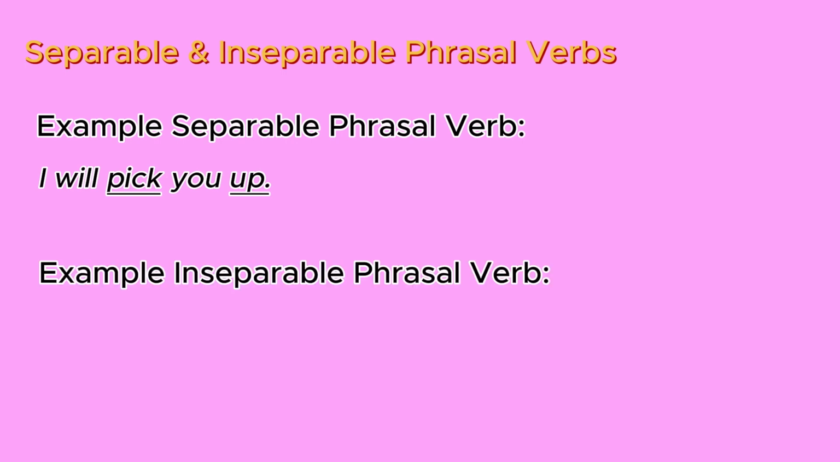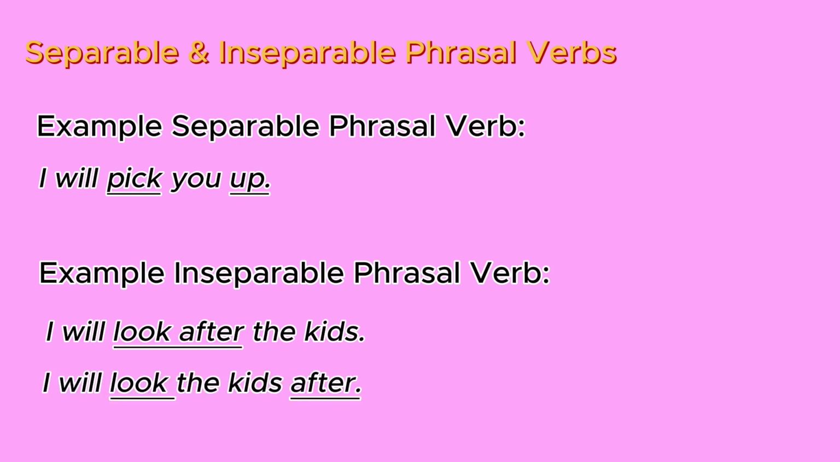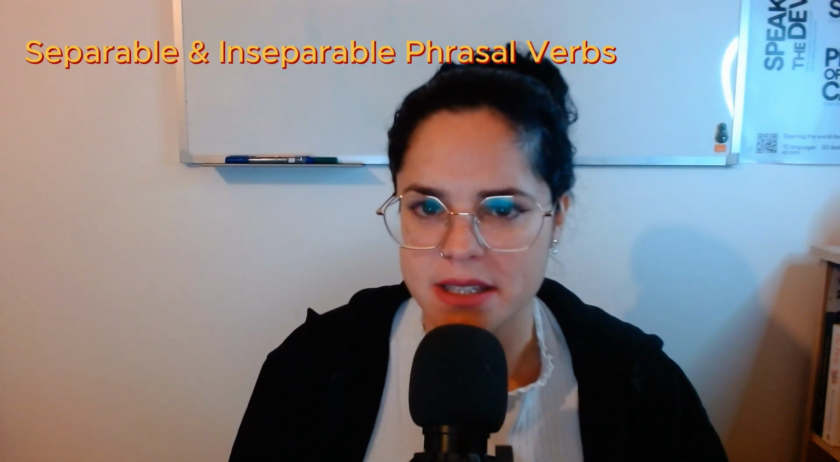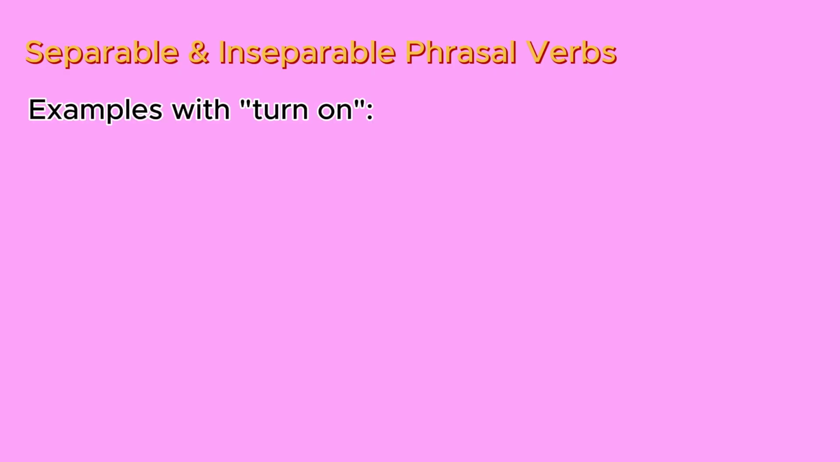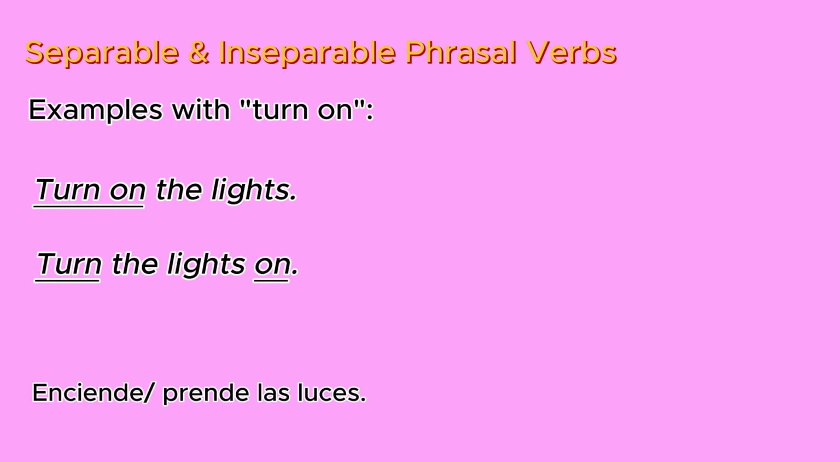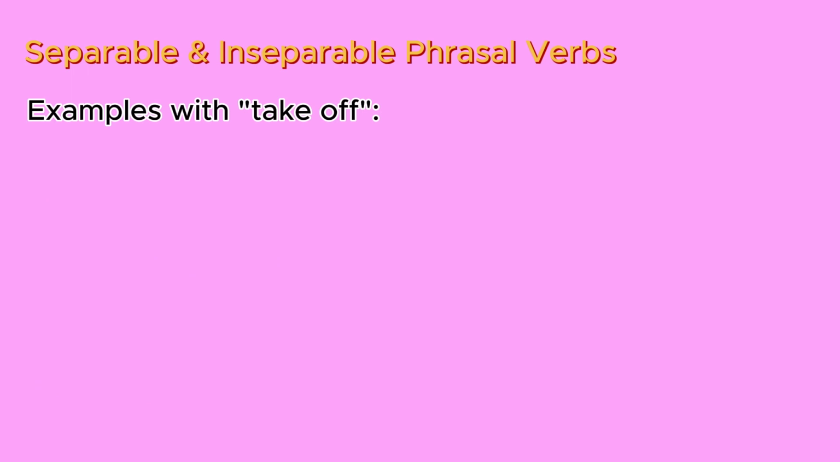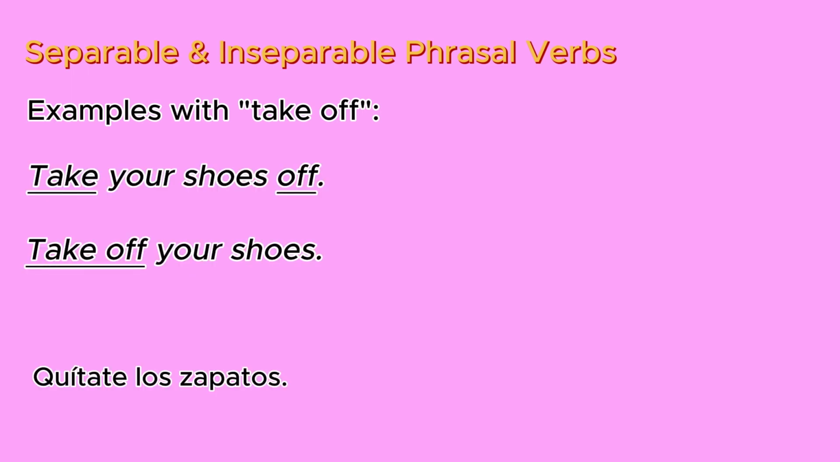And now inseparable means I will look after the kids. You cannot separate look after. You cannot say I will look the kids after. That would be incorrect. So you must keep look after together. You can have a look now at other examples of inseparable and separable phrasal verbs. You can say turn on the lights, or you can also say turn the lights on. Check out this other example, take off. You can say take off your shoes, or you can also say take your shoes off.